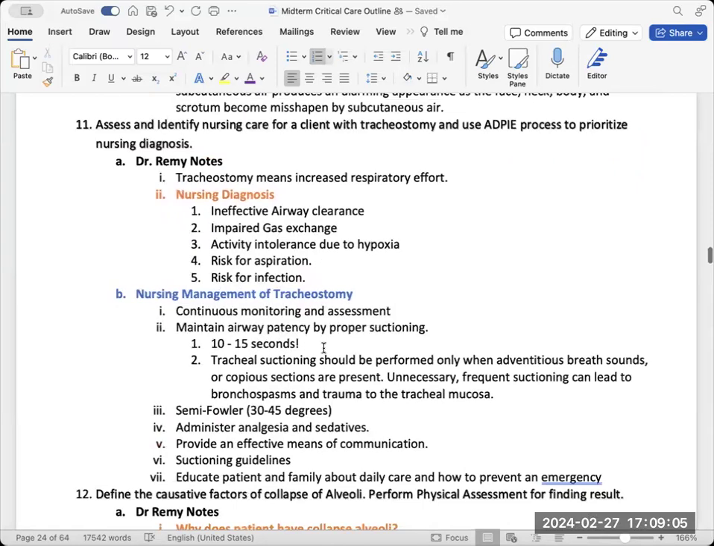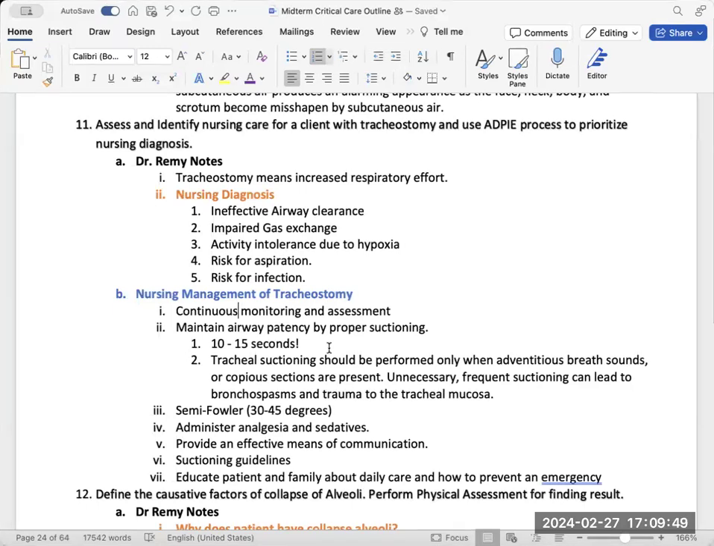Okay. So we already talked about identifying and managing care for a patient who has a tracheostomy, right? Because identifying nursing care, we talk about the importance of maintaining airway patency, making sure that we suction them, keep them in semi-Fowler's, and provide a patent airway. So nursing diagnoses related to a tracheostomy, right? Because remember, this is an artificial airway. Problems could be ineffective airway clearance, impaired gas exchange. They are at risk for infection and at risk for aspiration because they have an opening. They have an artificial airway in their trachea, as well as activity intolerance due to hypoxia.